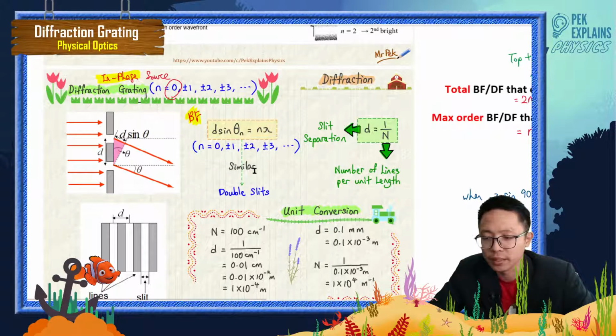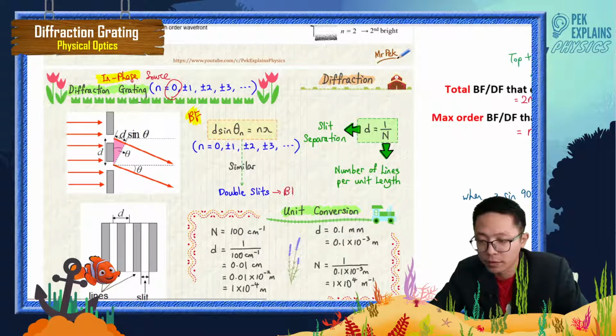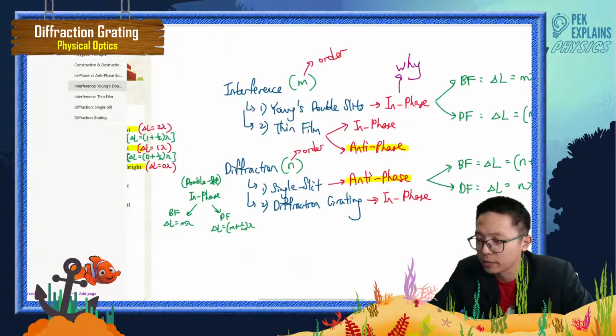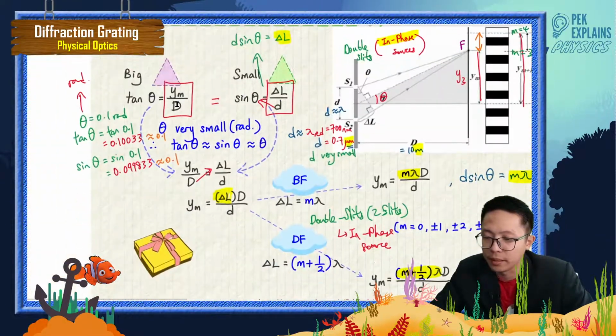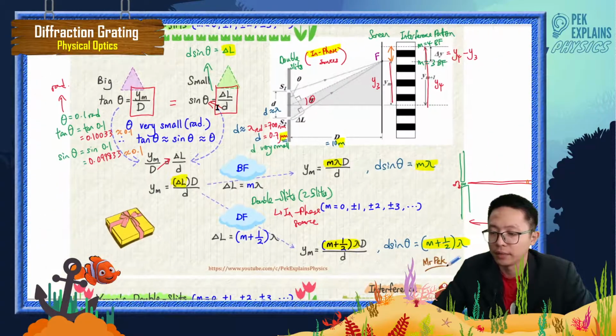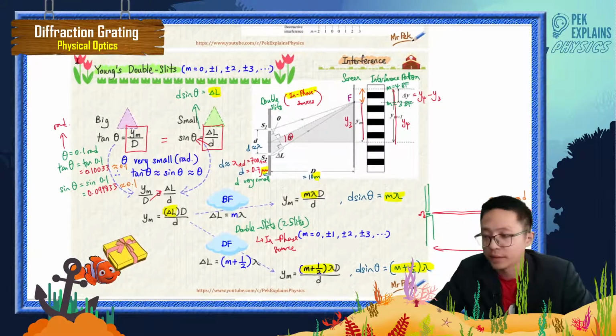It is very similar to the double slit bright fringe also. If you look at the double slit again, here it is. This is the double slit's formula for bright fringe.